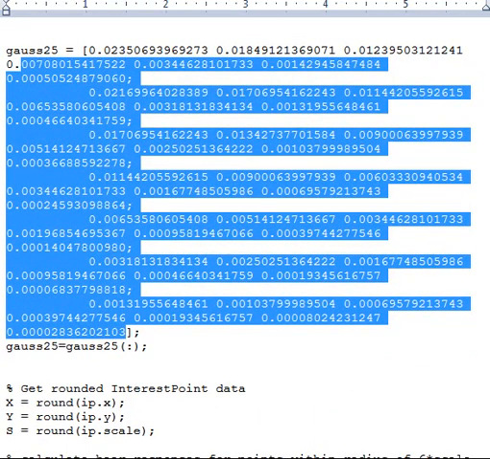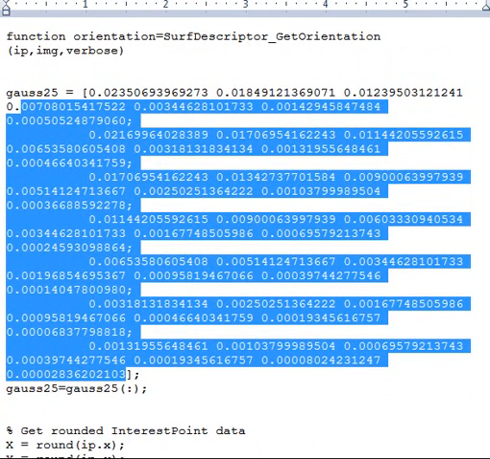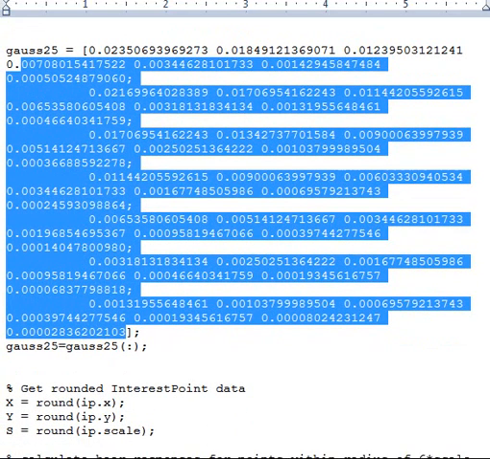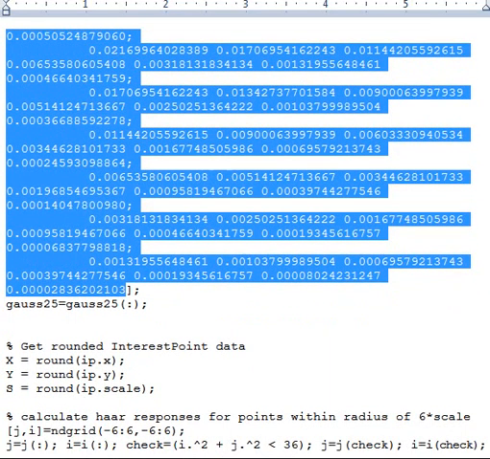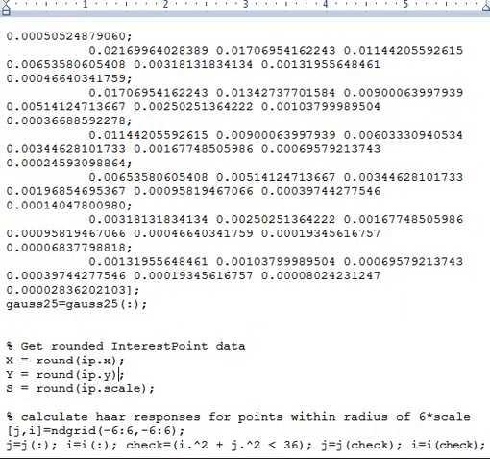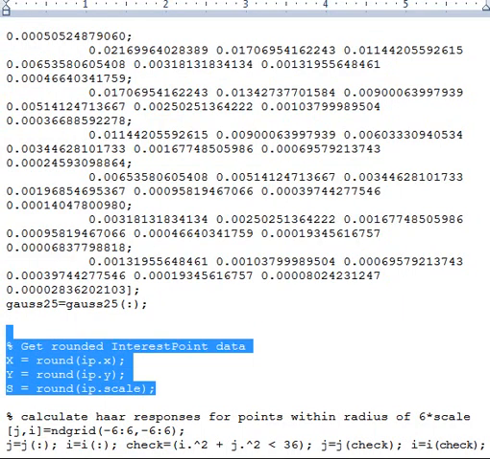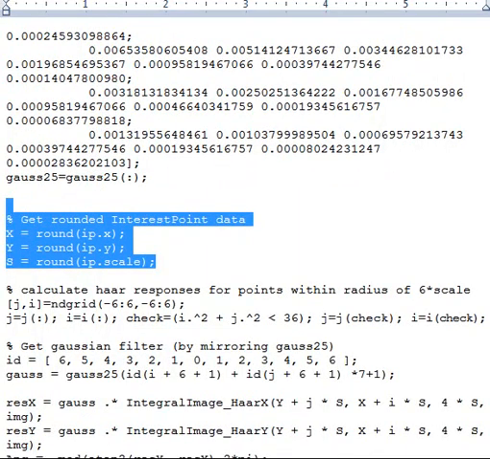So where have these points come from? This is basically a Gaussian filter applied, and it has those values, and if you solve by that formula, 1 over root 2 pi sigma square, you will get these same values. Now if you pass this Gauss 25, again you round all the x y values and the scaling factor values. So throughout this function we are rounding off x position, y position and the scale, because that's how this function OpenSURF works. Then calculate the Haar responses within the radius of 6.